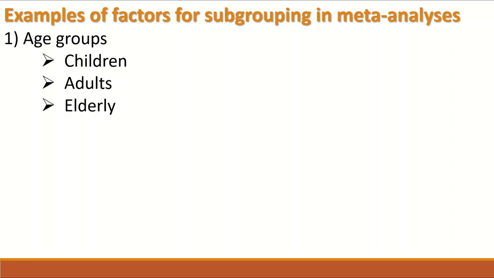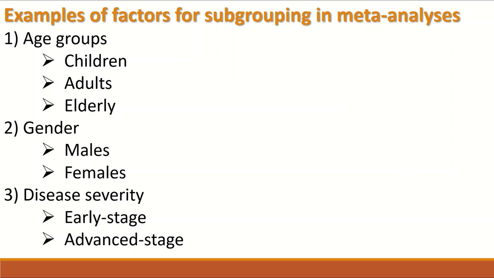One example for performing subgroup meta-analysis is to include a variable such as the age of individuals that are sectioned into children, adults, and elderly, and subgroup meta-analysis can be performed for the children, adults, and elderly, and then the output is compared to find whether there is a difference between the three subgroups. Another characteristic that can be used for subgrouping is gender. The studies can be grouped based on gender, male or female, and then meta-analysis can be performed for each gender.